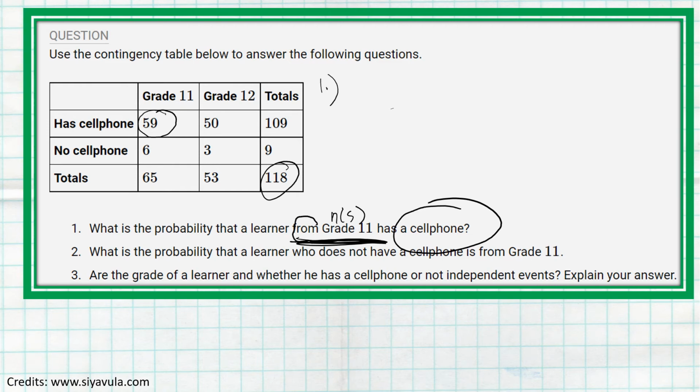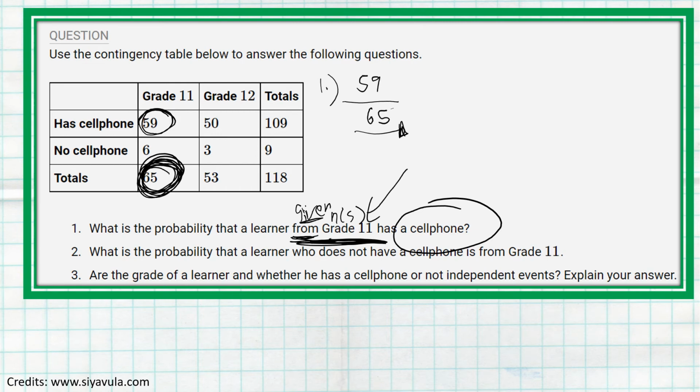They use the word from, and sometimes they can use the word given. Given that the learner is from grade 11, you can see by those key terms that we're not supposed to divide by the whole sample space, but rather the sample space for grade 11 learners, or whatever event they give you. So we calculate the probability that a learner from grade 11 has a cell phone. How many learners have a cell phone in grade 11? It's 59 of them. But the sample space is all learners in grade 11, because they said all learners from grade 11. So our total there is 65. Be very careful with that.